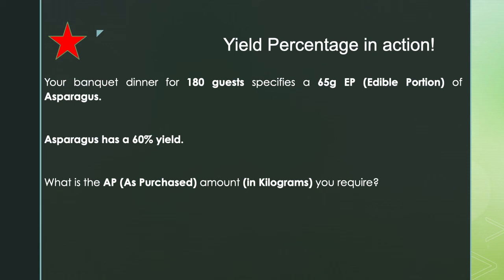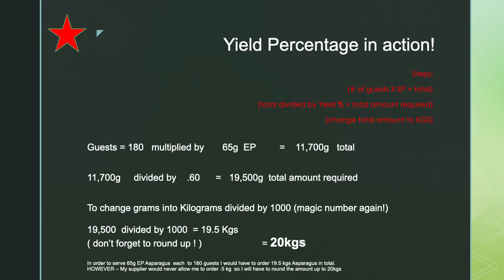So let's look at the question. We'll break it down and we'll figure out how to work this out. Relatively easy once you remember. So last red star slide, yield percentage in action. Let's look at how to work out the problem that I gave you in the last slide.